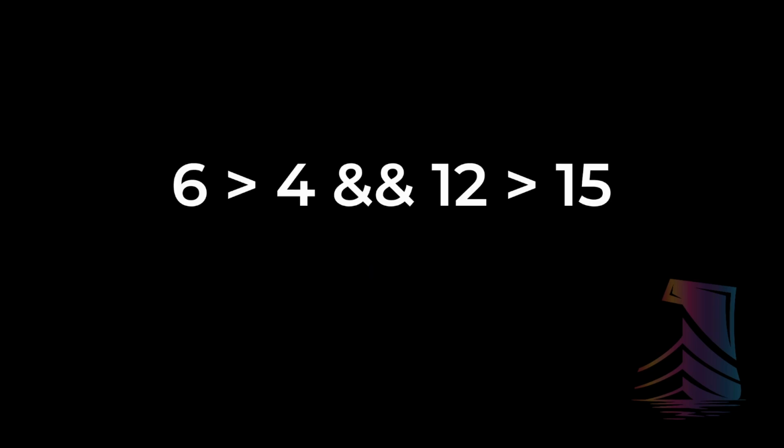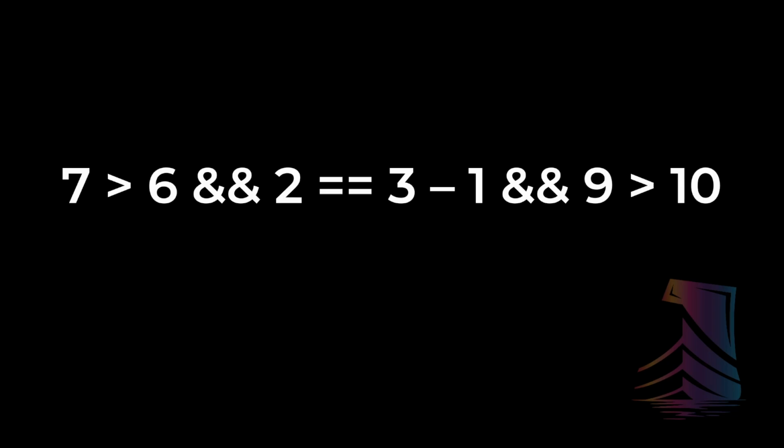6 is greater than 4 and 12 is greater than 15 would evaluate to false, because 12 is greater than 15 is false. Taking it out one step further, 7 is greater than 6, and 2 is equal to 3 minus 1, and 9 is greater than 10 would also evaluate to false. Even though the first two conditions are true, the last one is not, so the entirety of the condition is false. And isn't the only way you may want to combine conditions, however.